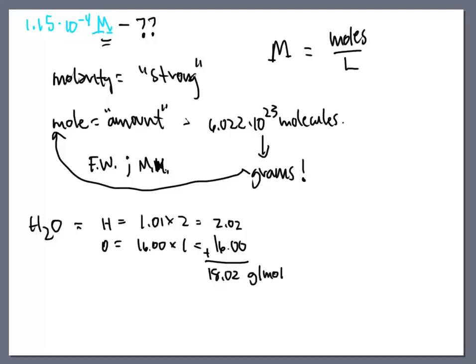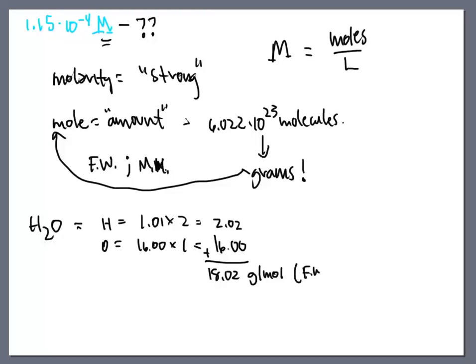That means that if I took 6.022 times 10 to the 23rd molecules of water, and I carry that many number of molecules over to the balance and weigh it, it would weigh 18.02 grams. That is the connection and relationship that you need to start making. All right? So in water's case, water's formula weight is 18.02 grams per mole.